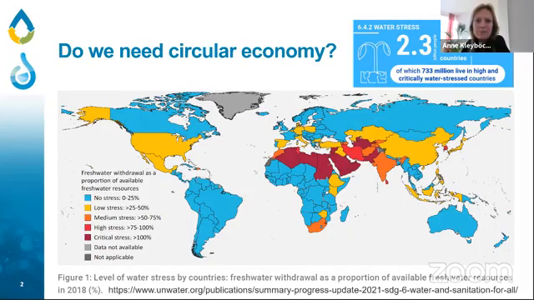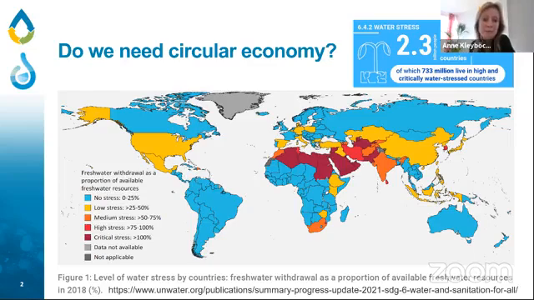Currently, more than 2 billion people are affected by water stress. Here you see a map, and the very dark red and the red are the areas where you have critical water stress and high water stress. Then in orange, you have medium water stress, and in yellow, you have low water stress. And this is the situation right now.